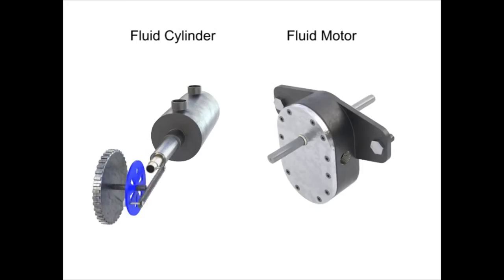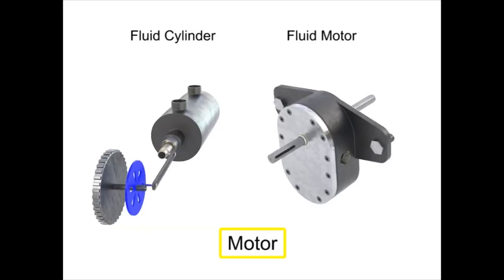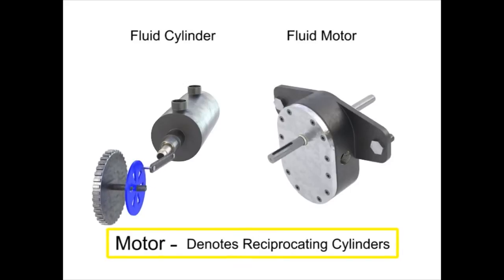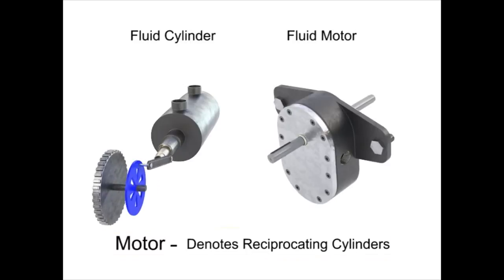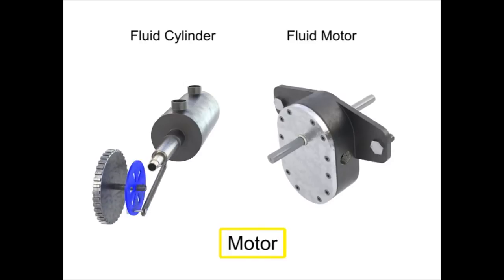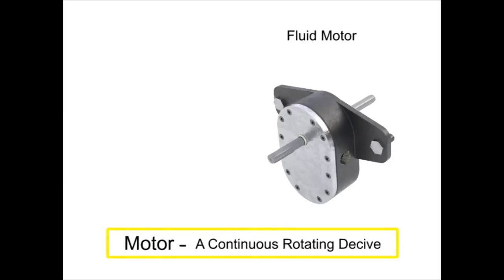The term fluid motor is normally used to identify those devices which deliver continuous rotary power output when supplied with fluid under pressure. The term motor is sometimes used by manufacturers to denote reciprocating cylinders. Technically, this is a correct usage but can lead to a misunderstanding of the type of actuator to be used. For the remainder of this video, we'll use the term motor to describe a continuous rotating device.